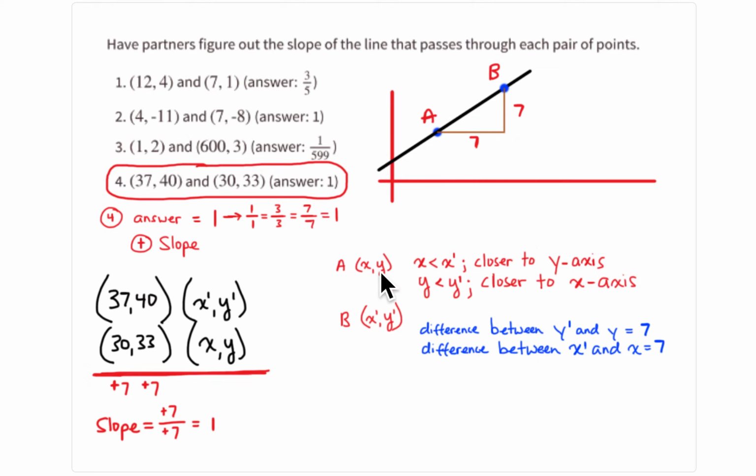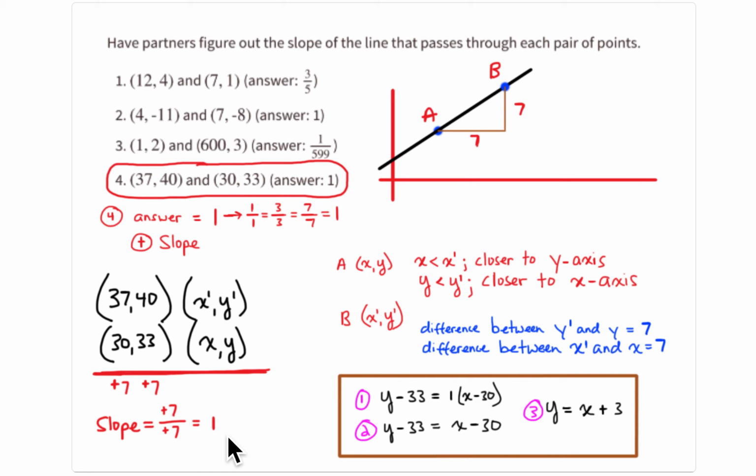So hopefully you're getting used to this. If I now calculate that change, I'm going to take the values where I end up, and I end up at 3740. So this is the one that's farther out. This is x prime and y prime, and I started at 3033. So this is the one that's closer. So I'm going to subtract from where I ended the values where I started. So this is 37 minus 30, that's 7 units. And this is 40 minus 33, that's 7 units, and 7 divided by 7 gives you a slope of 1.